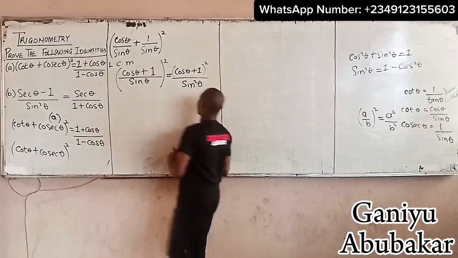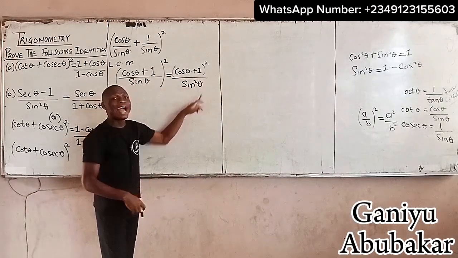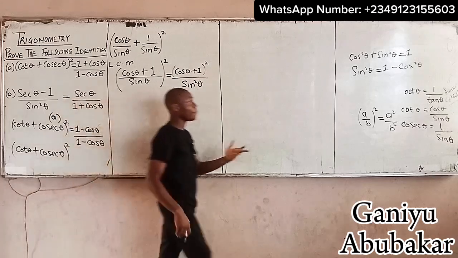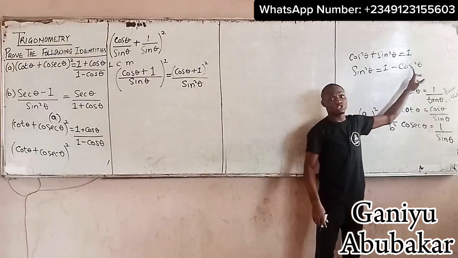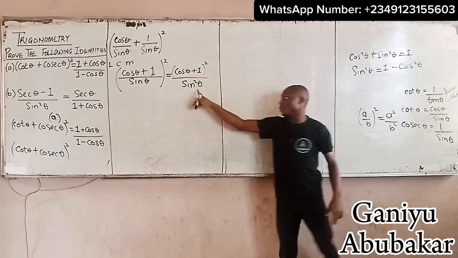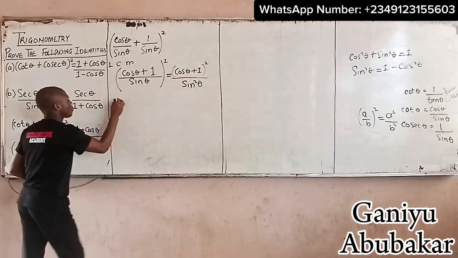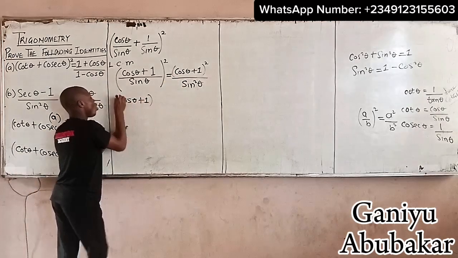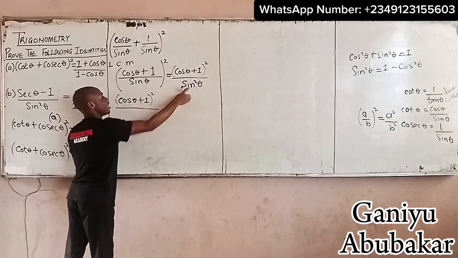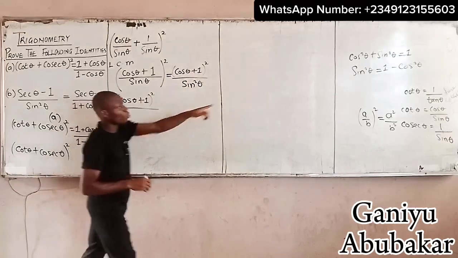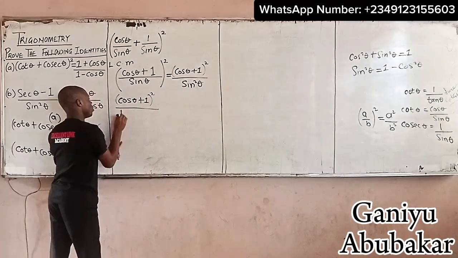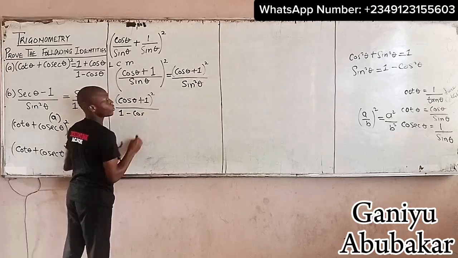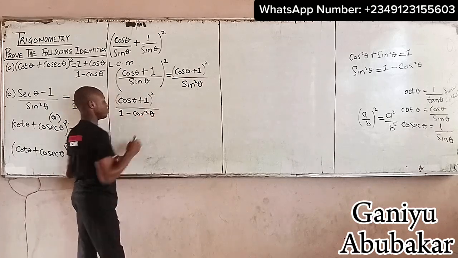It means that anywhere I see sine square theta, I can replace it with 1 minus cos square theta. So put this down here. I'll have cos theta plus 1 all squared all over sine square theta, which gives 1 minus cos squared theta.